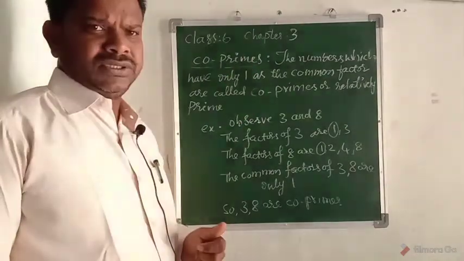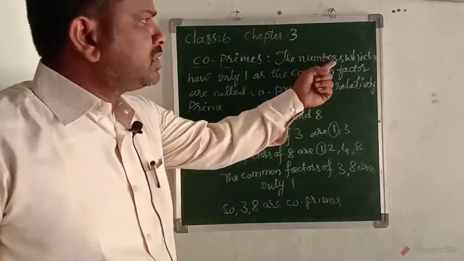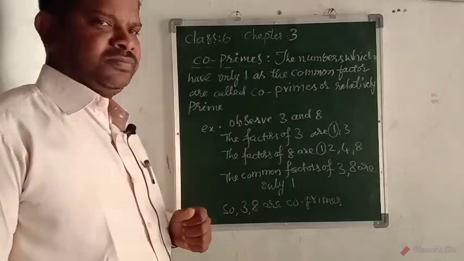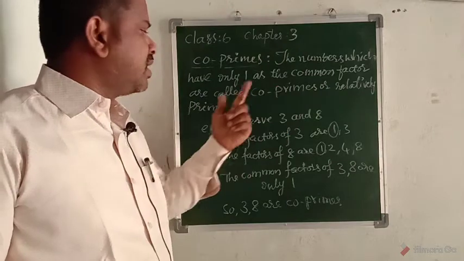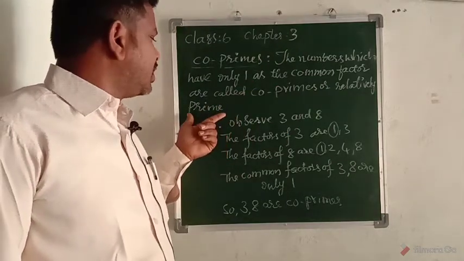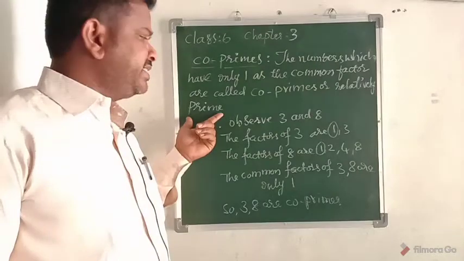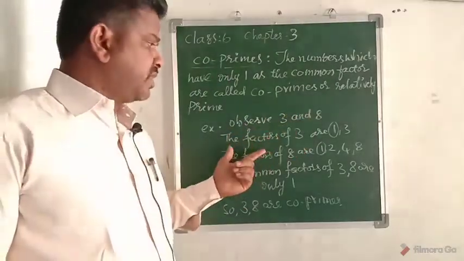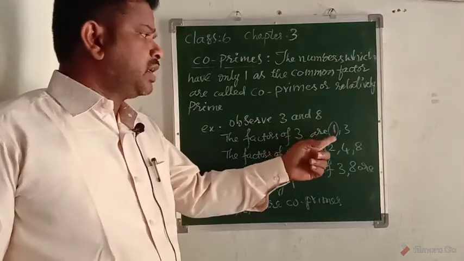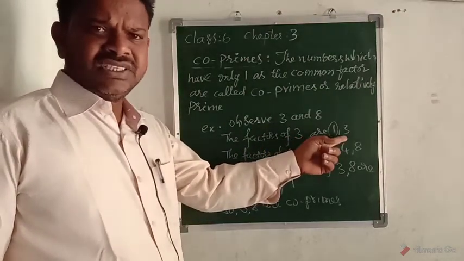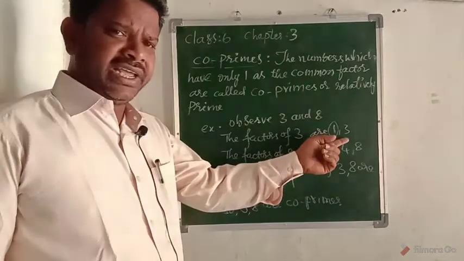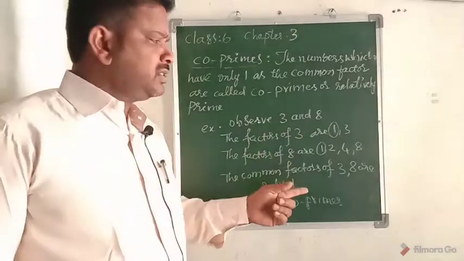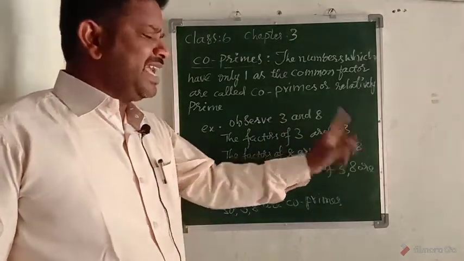What are the coprimes? The numbers which have only one as the common factor are called coprimes, or we call them relatively prime. When we observe 3 and 8 here, the factors of 3 are 1 and 3, only 1 and 3. Then the factors of 8 are 1, 2, 4 and 8.